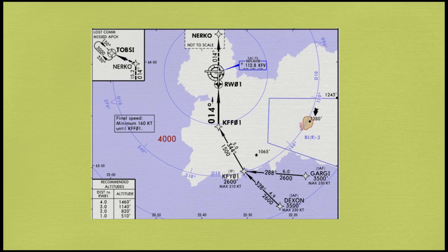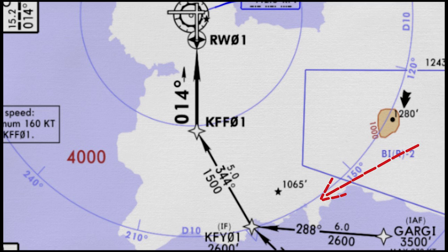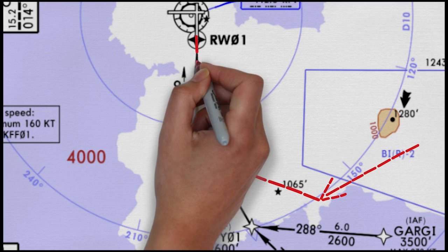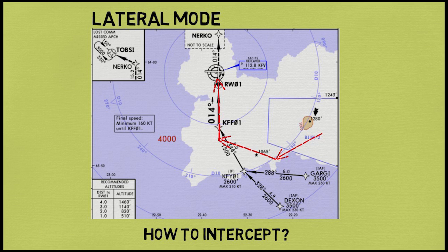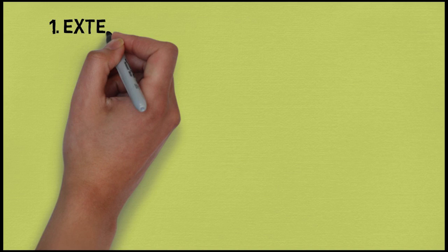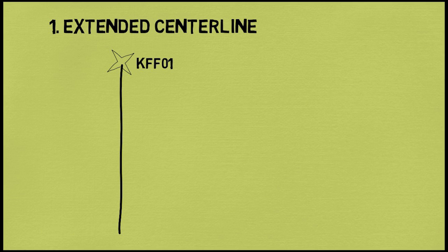Let's begin with the lateral mode. If you're under radar vectors or doing your own navigation, and it does not correspond to the full published procedure, then how do you intend to intercept the final approach? Well, there are two main ways of doing this. The first way is to extend the center line from the final approach fix.